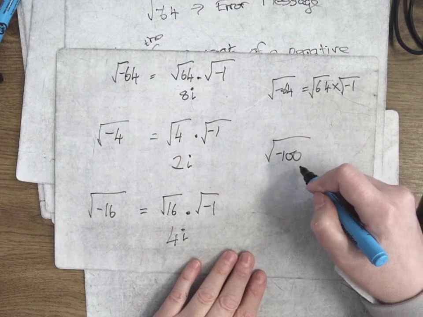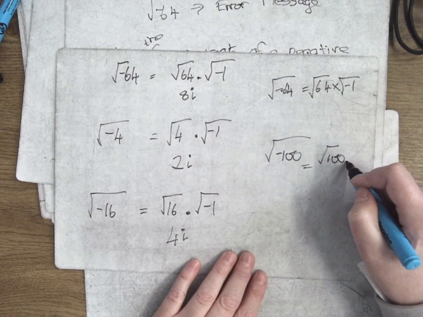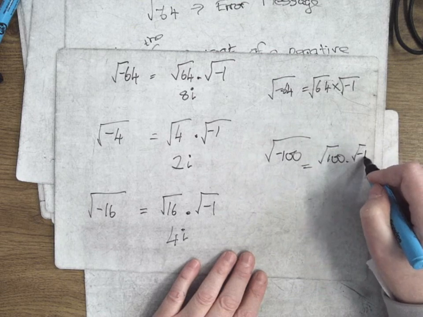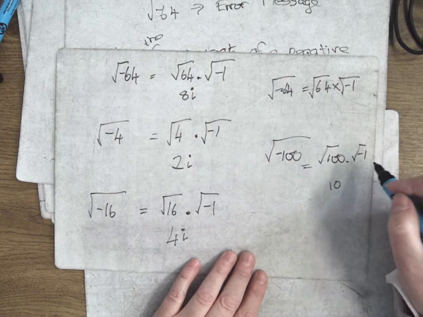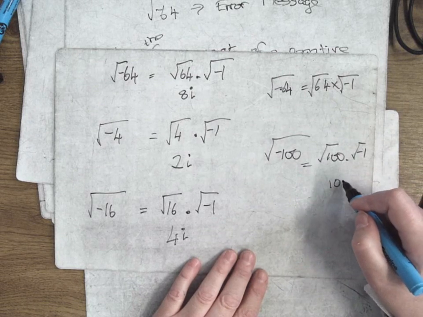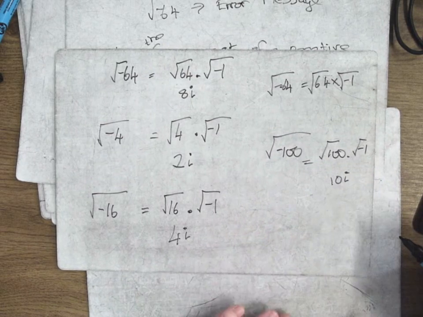Right? Do we all write it as the square root of 100 multiplied by the square root of minus 1? Square root of 100 is what? 10. And square root of minus 1 is written as? i. So instead of square root of minus 100, we write 10i.